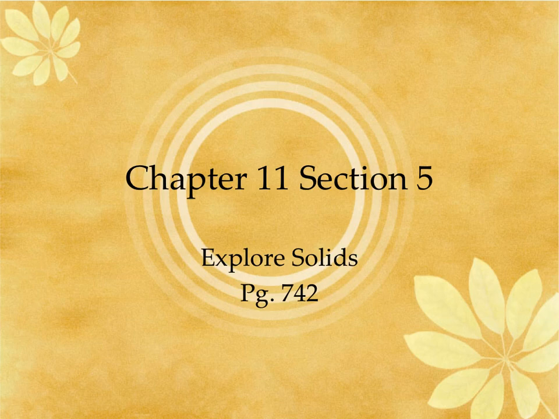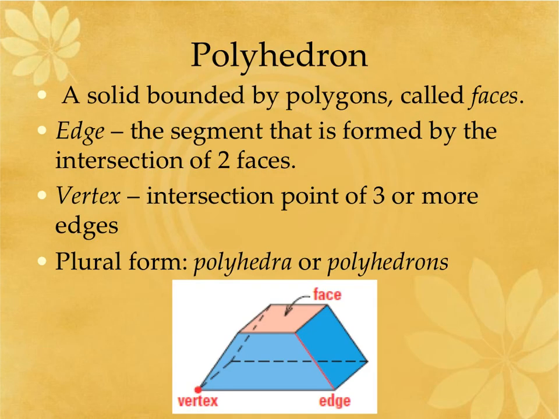In this video, for Chapter 11, Section 5, we're going to explore solids. So the first type of solid we're going to talk about is a polyhedron. And a polyhedron is a solid that's bounded by polygons called faces. Each polyhedron has edges and vertices.